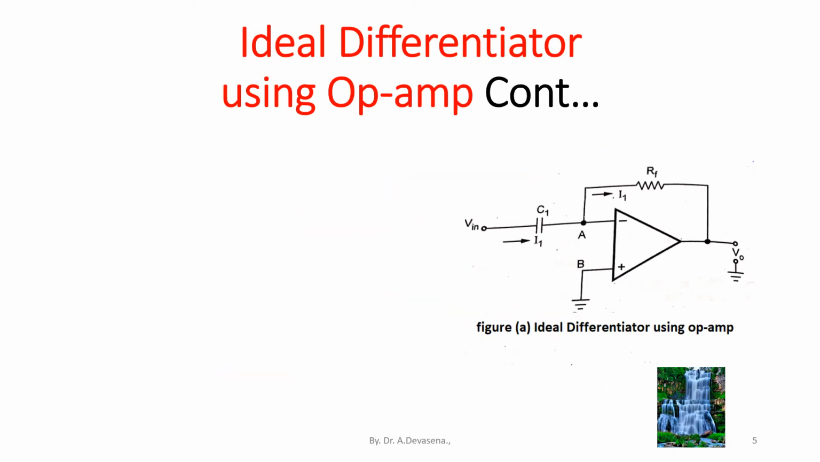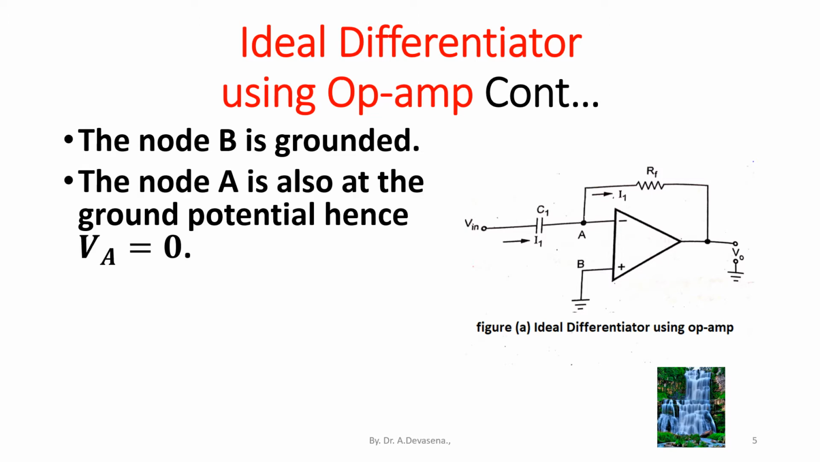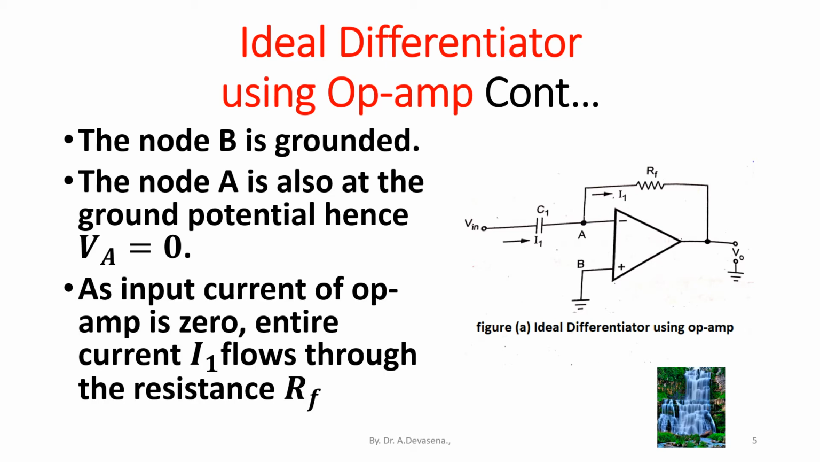In this ideal differentiator, the node B is grounded. The node A is also at the ground potential. Hence, VA, that is the voltage at the node A, is equal to 0. As the input current of the op amp is 0, the entire current I1 flows through the resistance RF, that is the feedback resistance. This is indicated in this diagram.